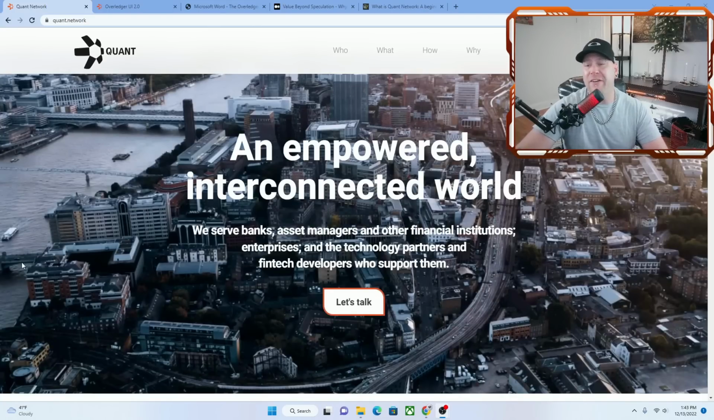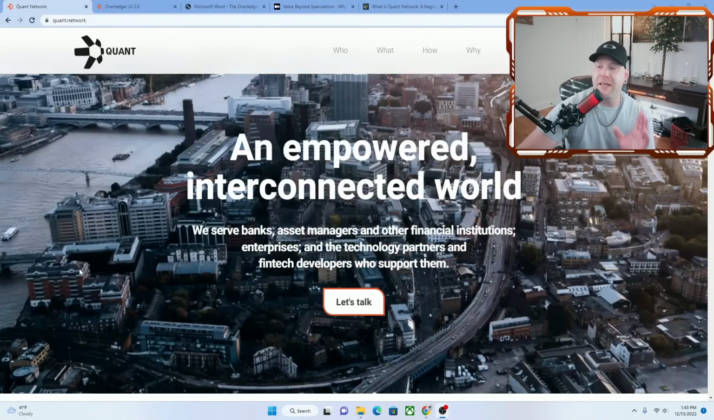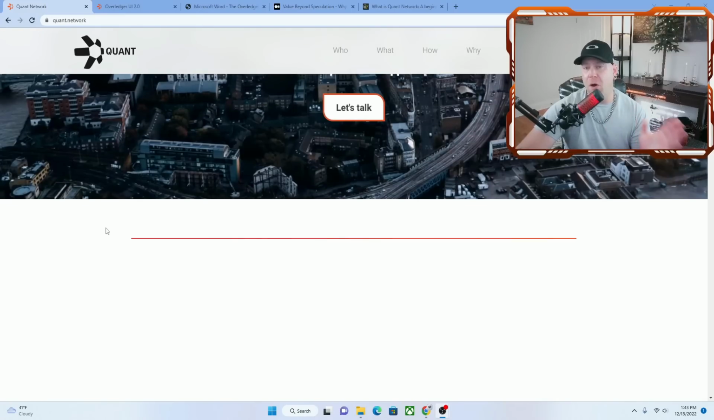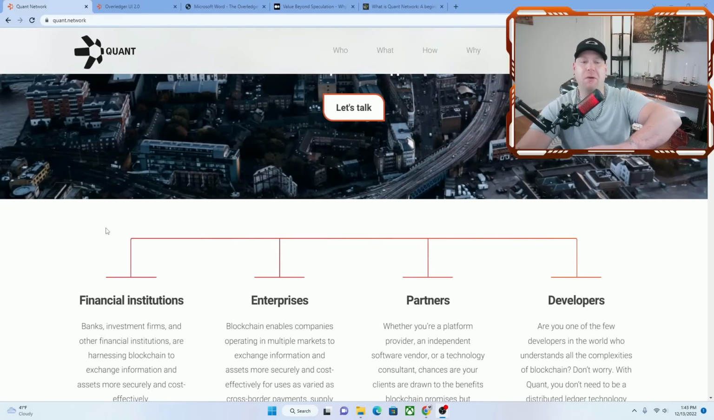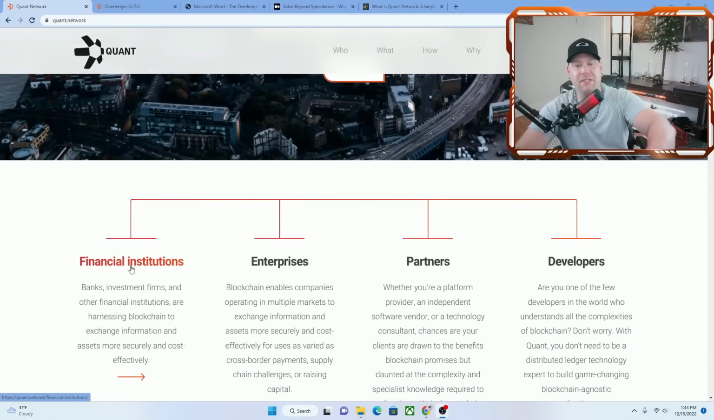So an empowered, interconnected world. We serve banks, asset managers, and other financial institutions, enterprises, and the technology partners and fintech developers who support them. So fintech does support this project. You can go a little bit further into that in these tabs as well. So there are some big influencers and backing behind this project as well. Some good articles on Cointelegraph and Medium. I'm going to put all these articles in the description of this video when I post it online for your viewing as well. So they broke it down in a little tree here: financial institutions, enterprises, partners, and developers.